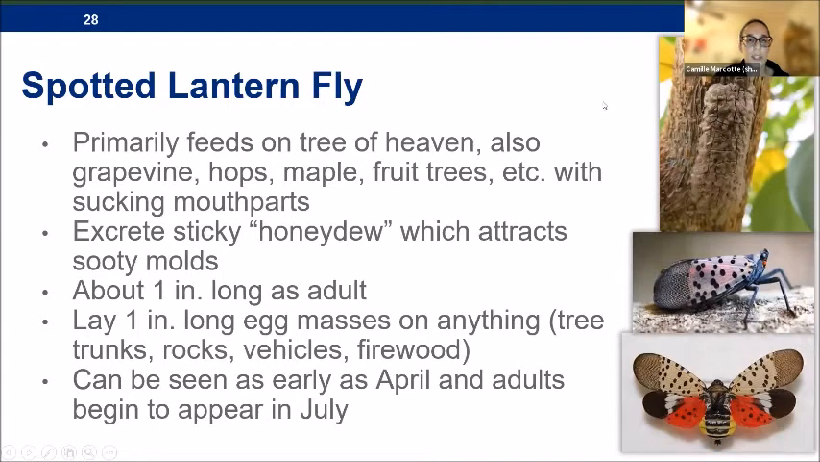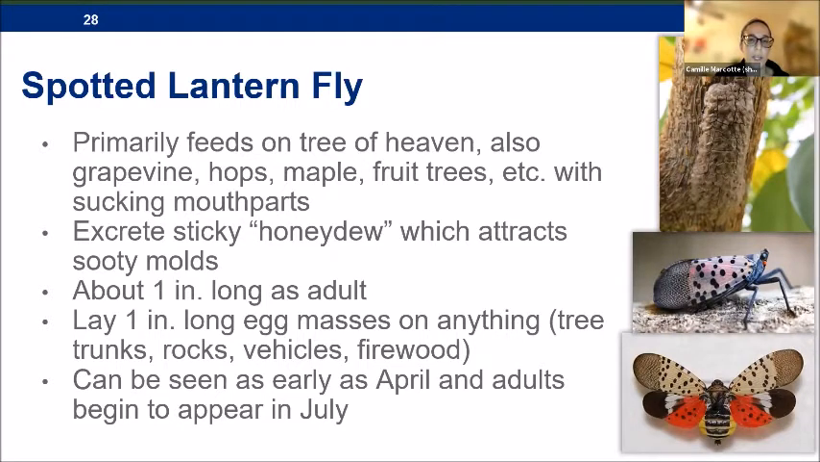Spotted lanternfly is one that the state is on high alert for, because even though it primarily feeds on tree of heaven, which is an invasive, it also will attack grapes, hops, maple, fruit trees like apples. They'll go after over 70 different plants. And that can have really devastating impacts to our forests and agricultural systems. And so this is one that iMap Invasives actually has a volunteer program for, so I'll talk about that a little bit later.